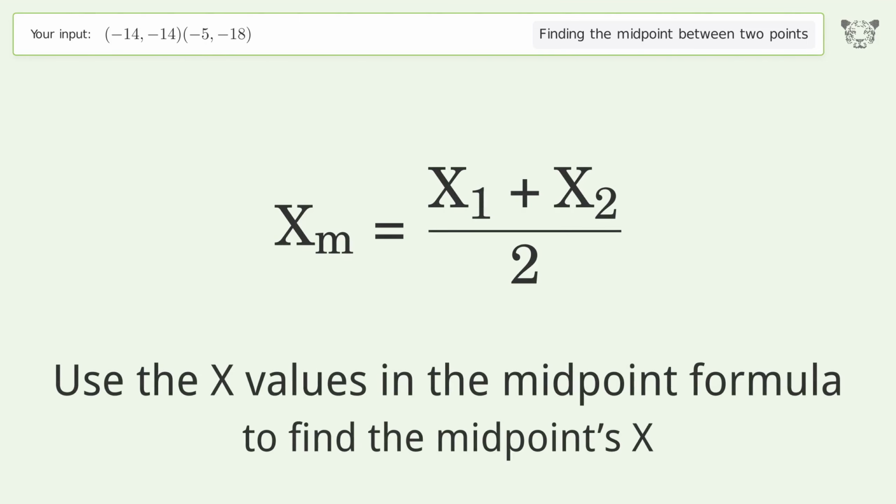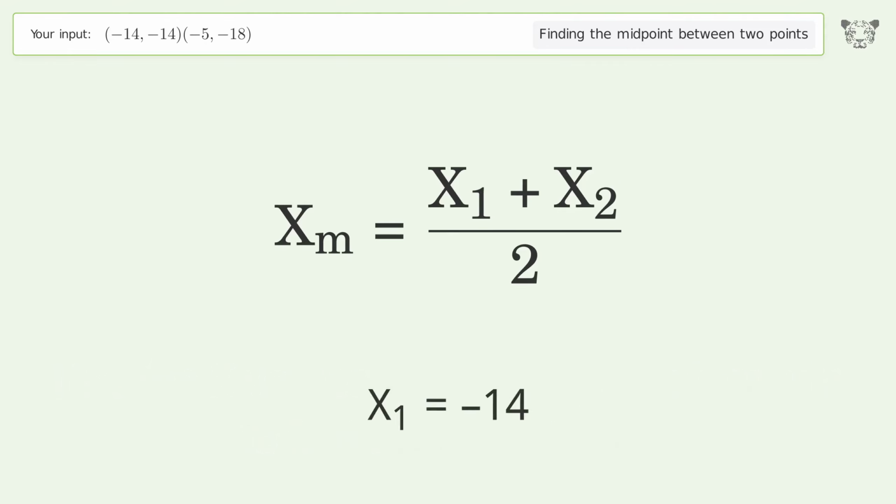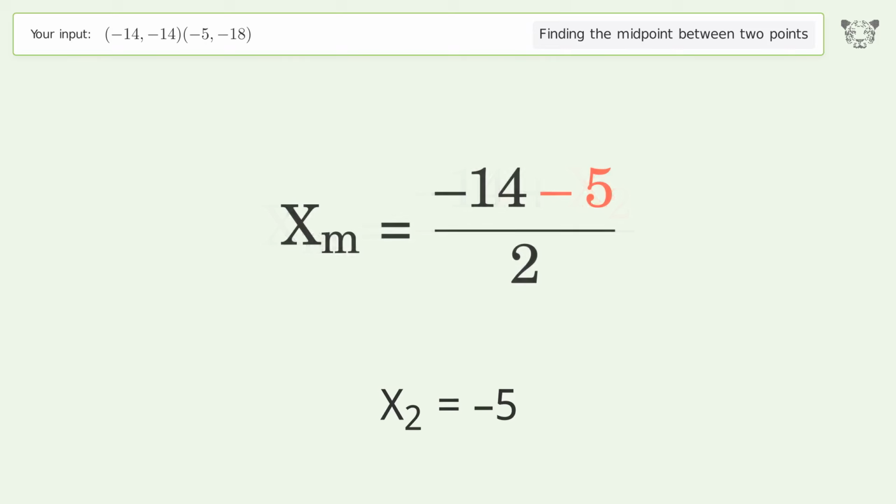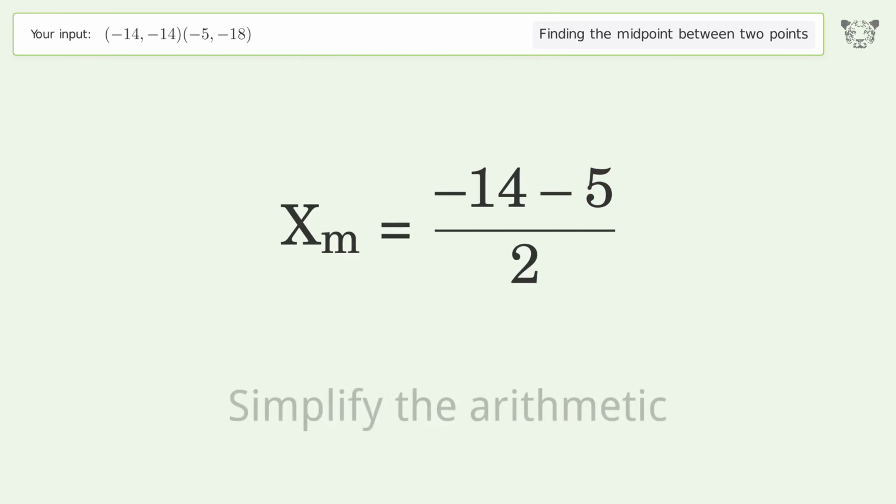Use the x values in the midpoint formula to find the midpoints x. x1 equals -14. x2 equals -5. Simplify the arithmetic.